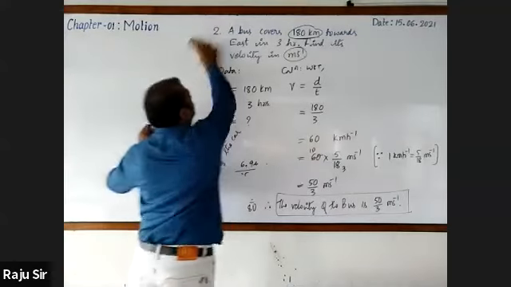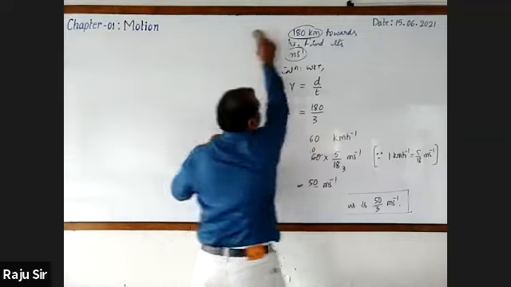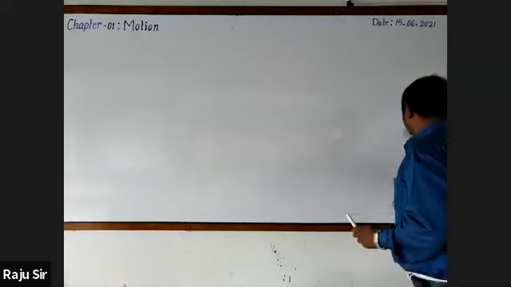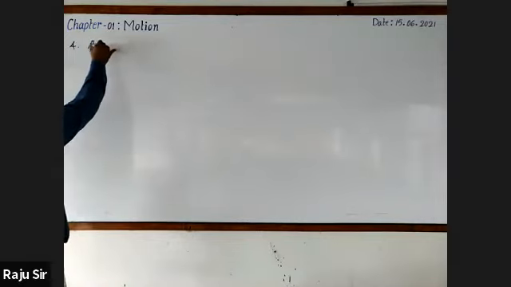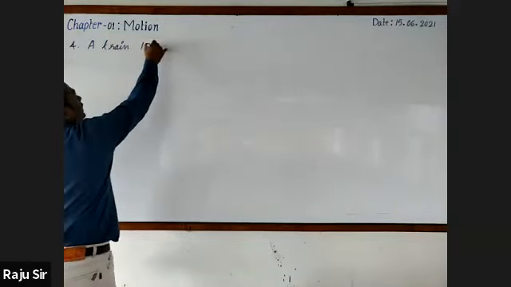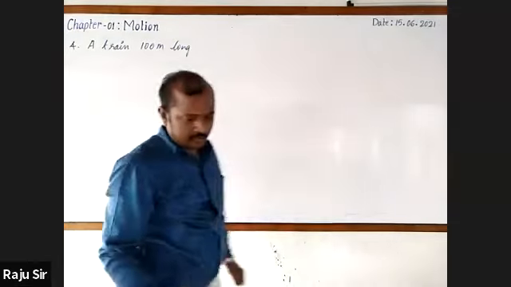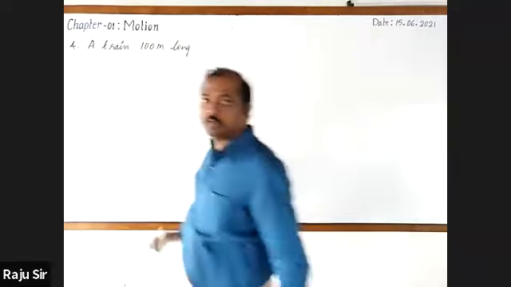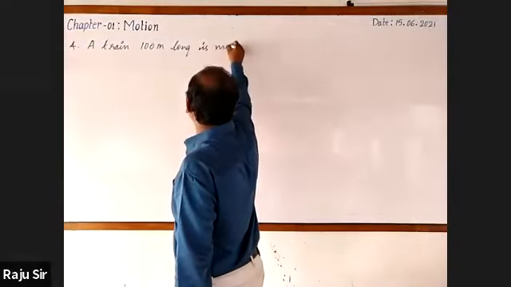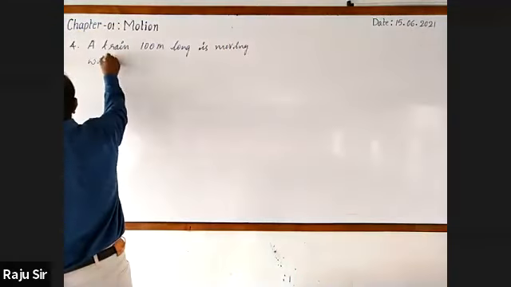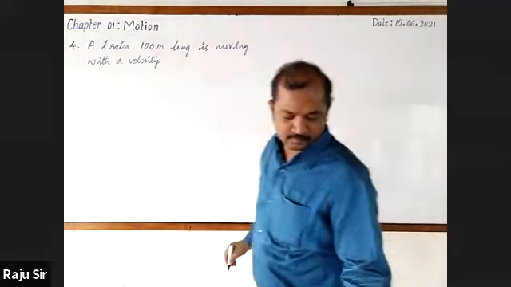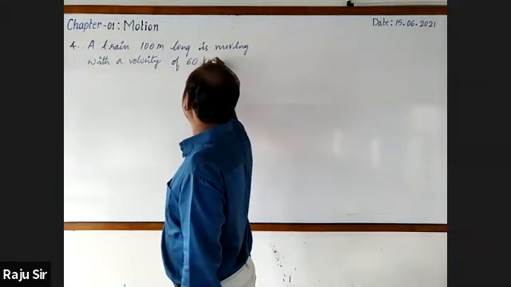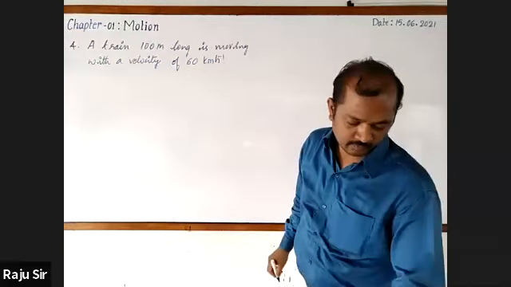Fourth question. A train 100 meter long is moving with a velocity of 60 kilometer per hour. Full stop.